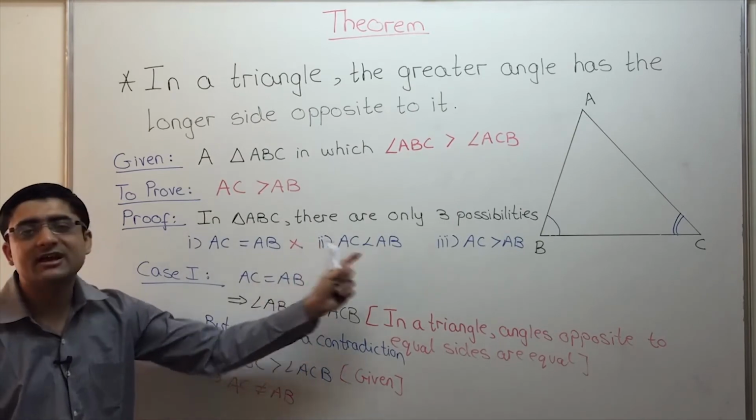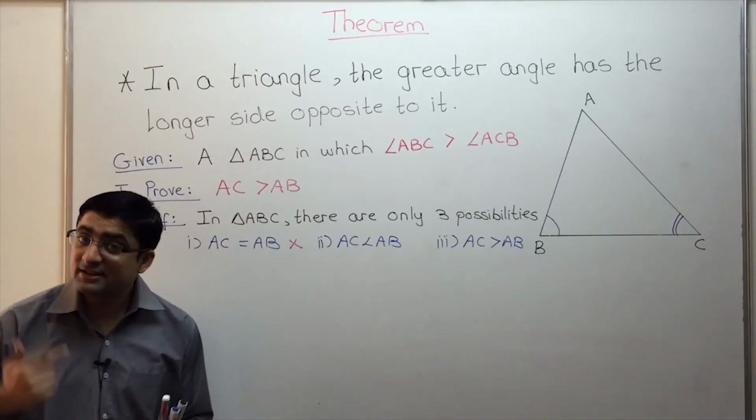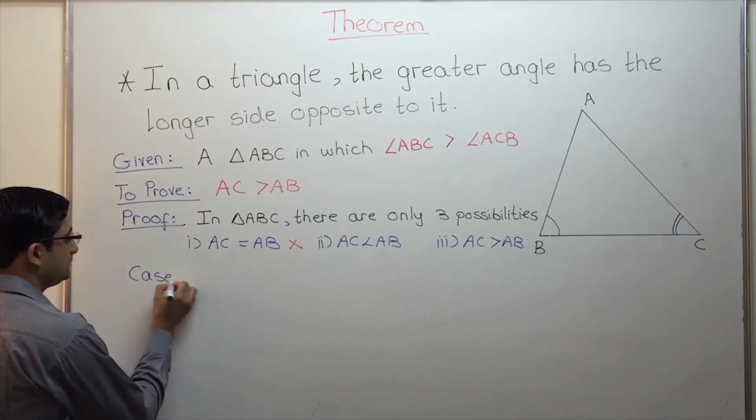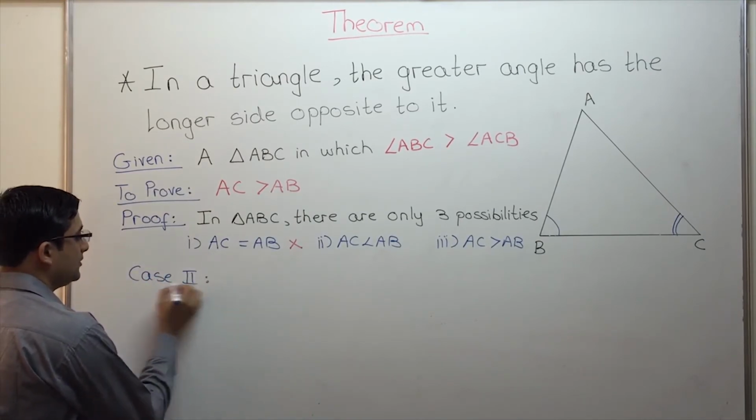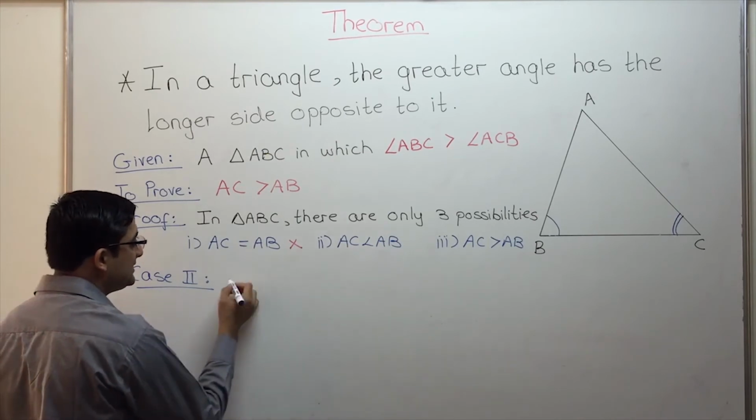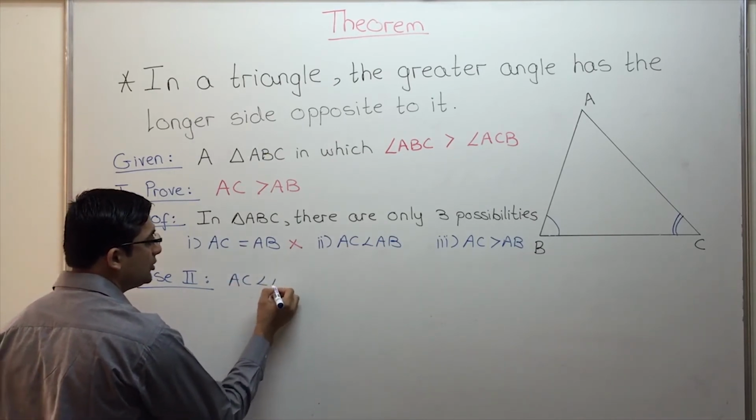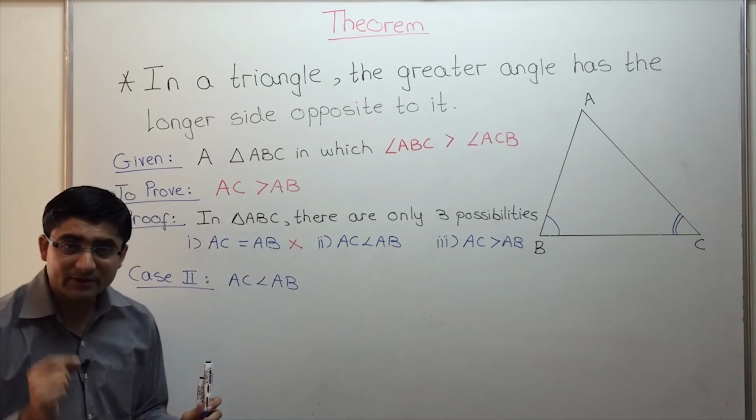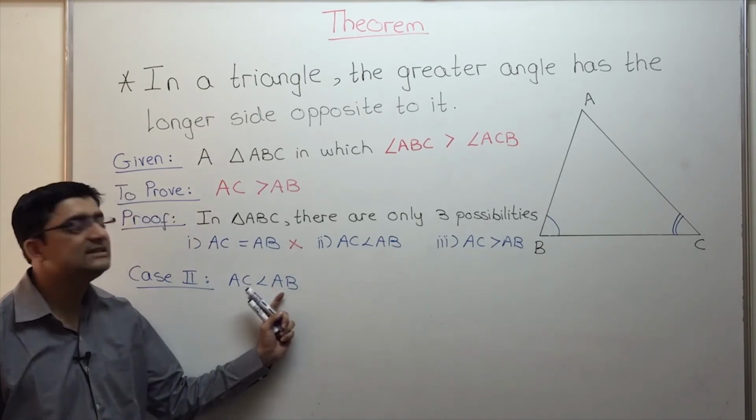Similarly, we'll explore case 2 and case 3. So now similarly, let's explore case 2. So what is case 2? AC is less than AB. So in case 2, we have AC is less than AB. So what will happen? Now what is given to you? AC is less than AB.